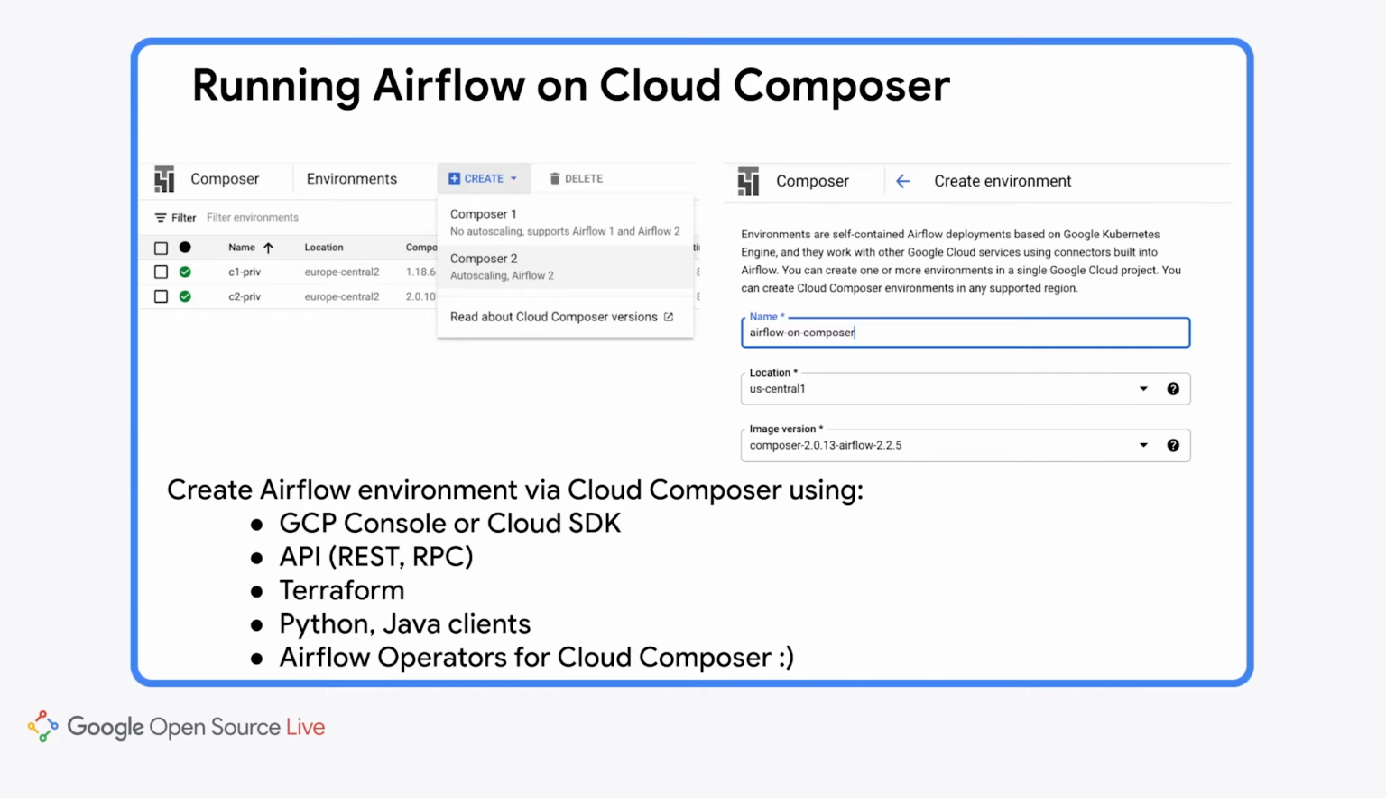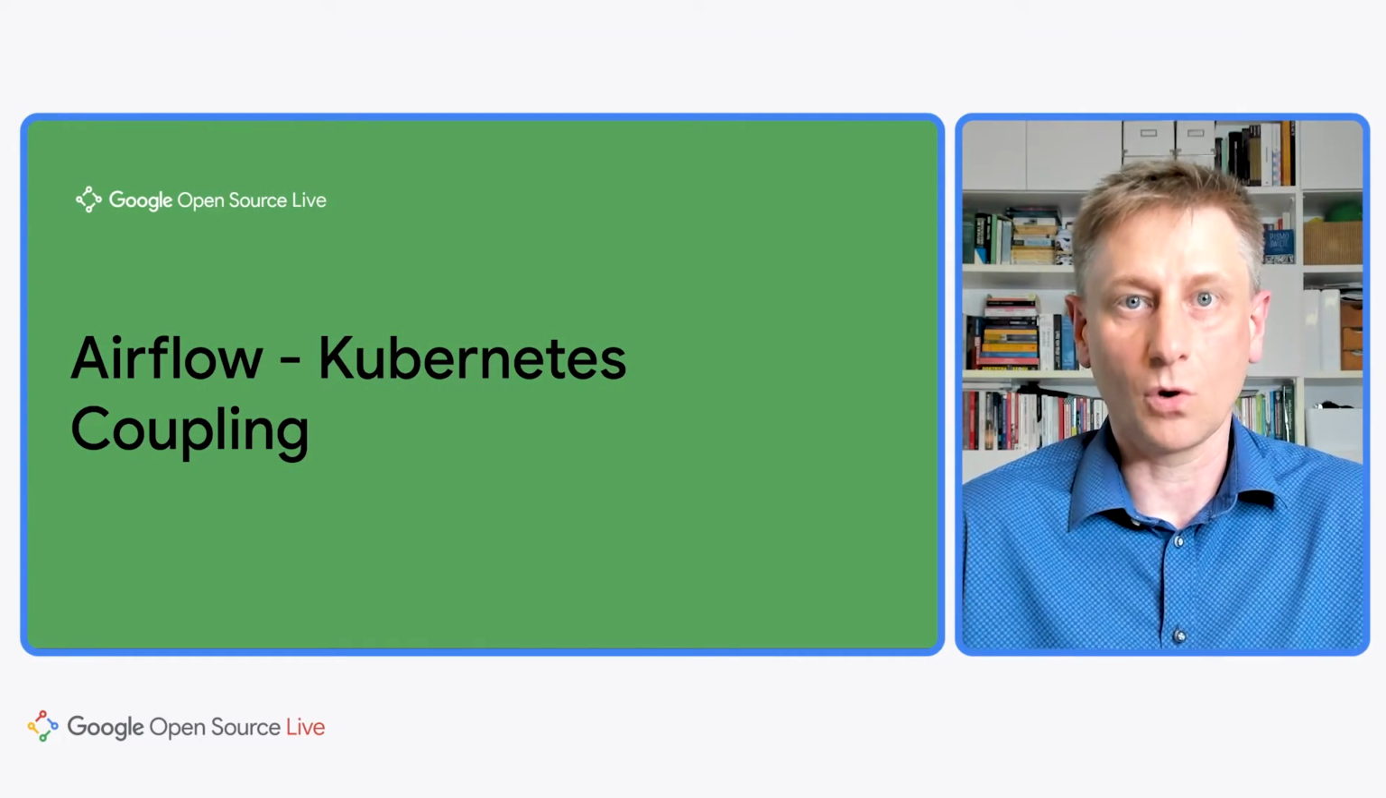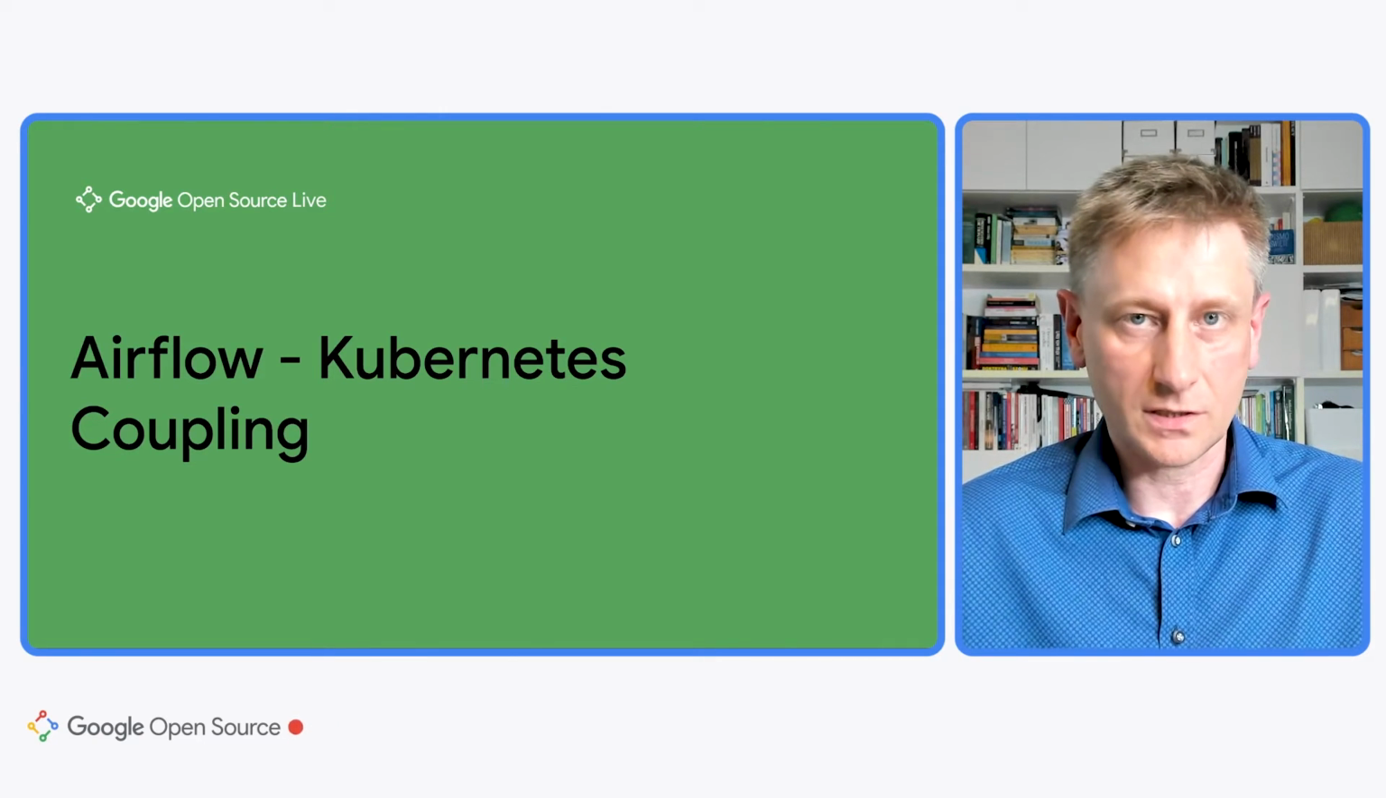So you can use gcloud, you can use the API directly, you can use Terraform. There are also Python and Java clients, so you can create Composer environments in a programmatic way. And also there are Airflow operators for Cloud Composer. So from within another Airflow environment, you can create Airflow environments based on Cloud Composer.